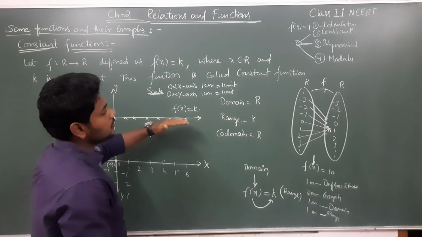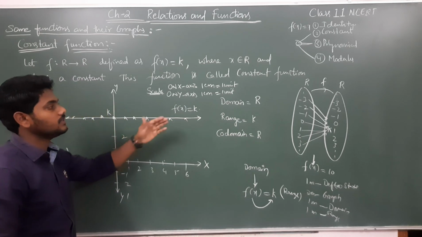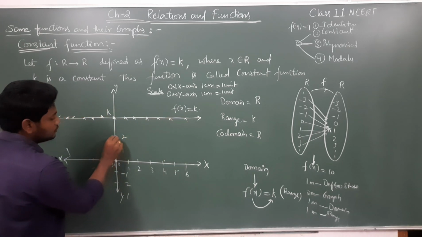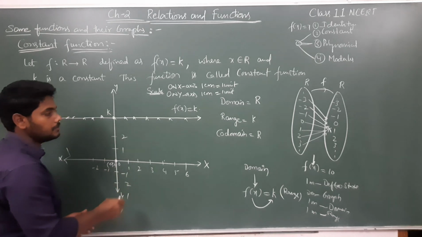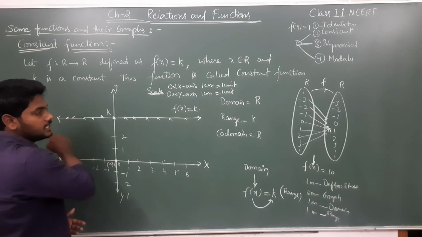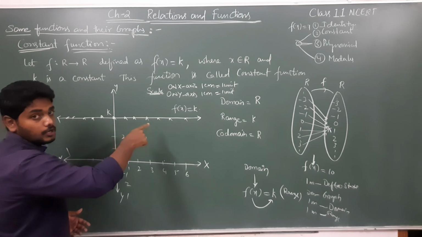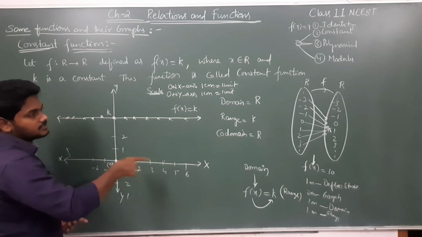So whenever you get a constant function, it may be f of x equal to k, or f of x equal to 2, f of x equal to 1, or minus 1, minus 2, whatever it may be. Constant function means you will get a straight line. That straight line should always be parallel to the x-axis. Remember that.